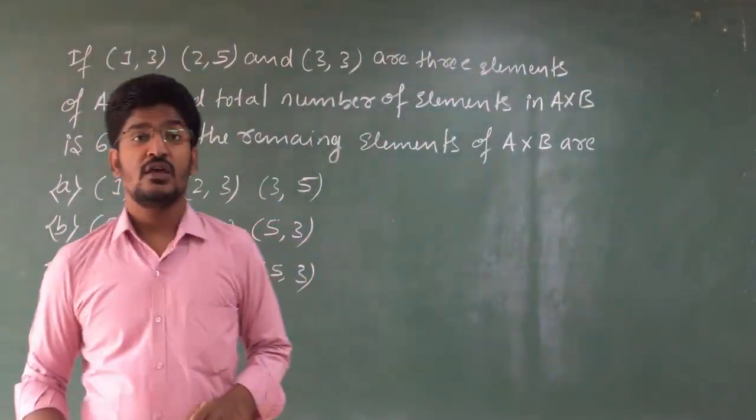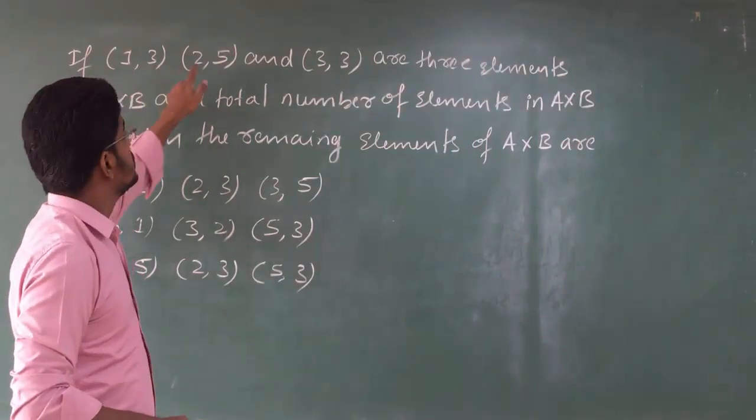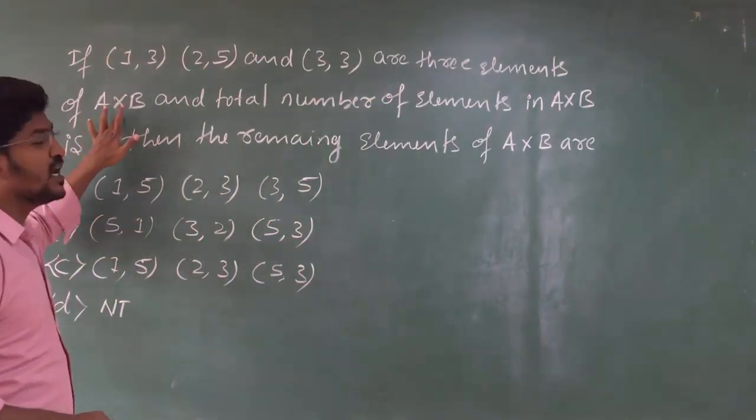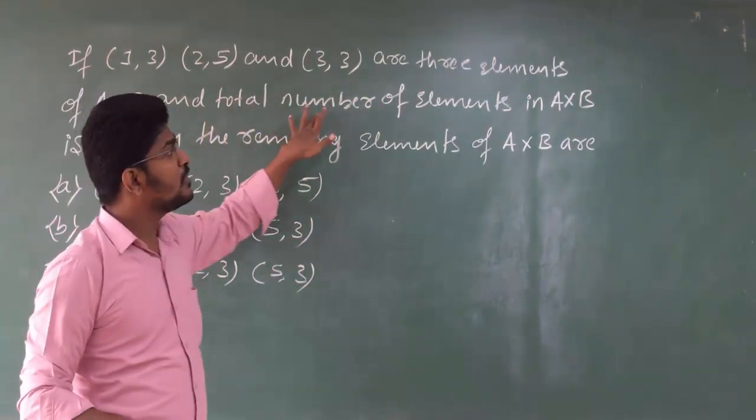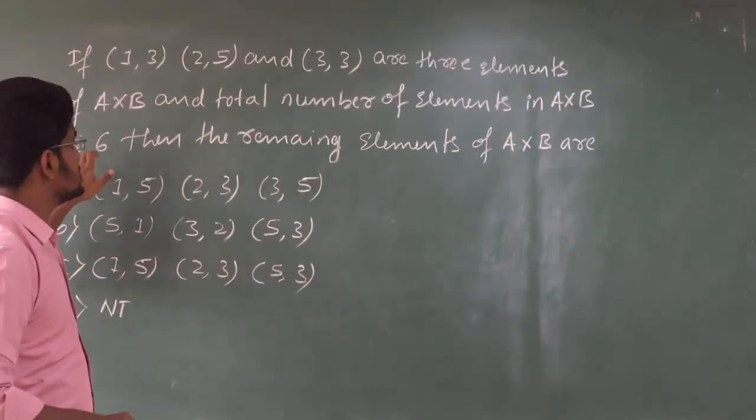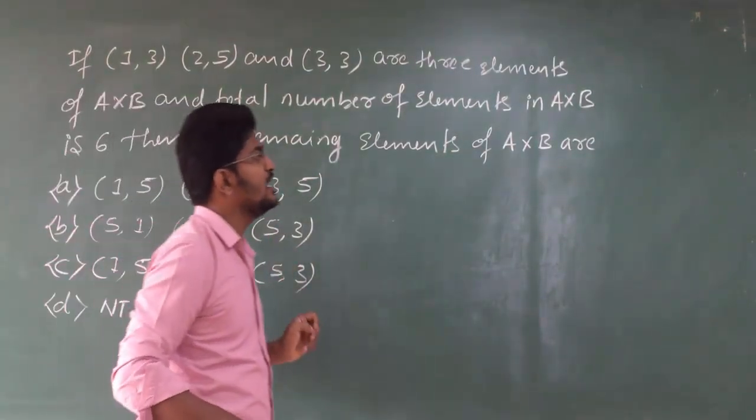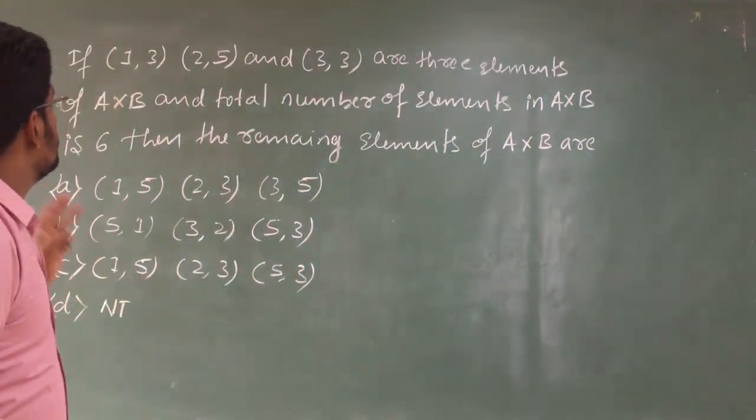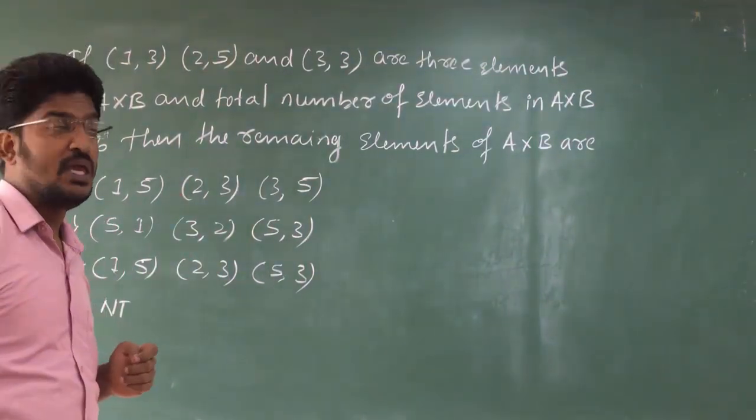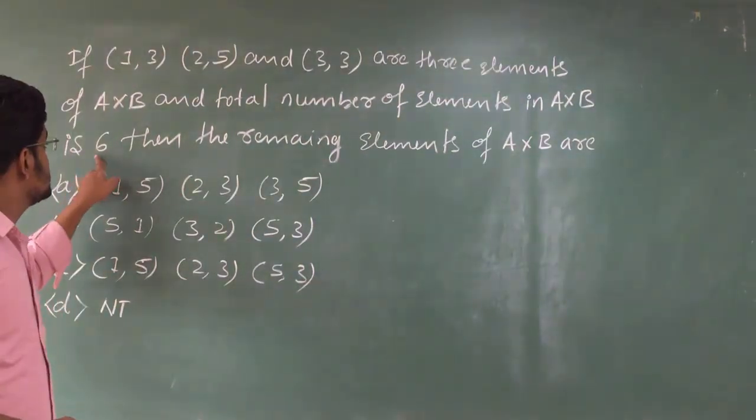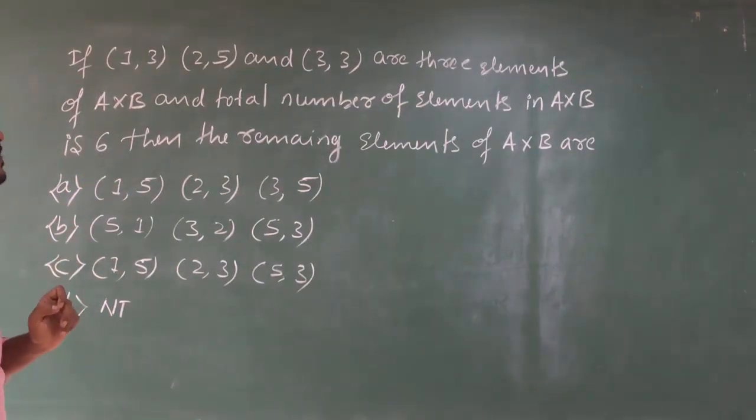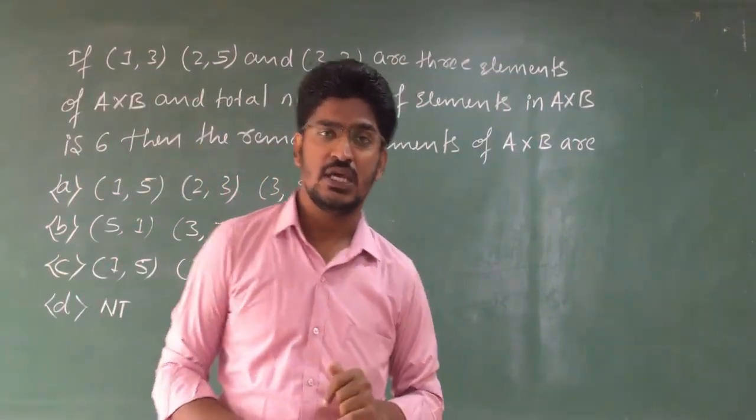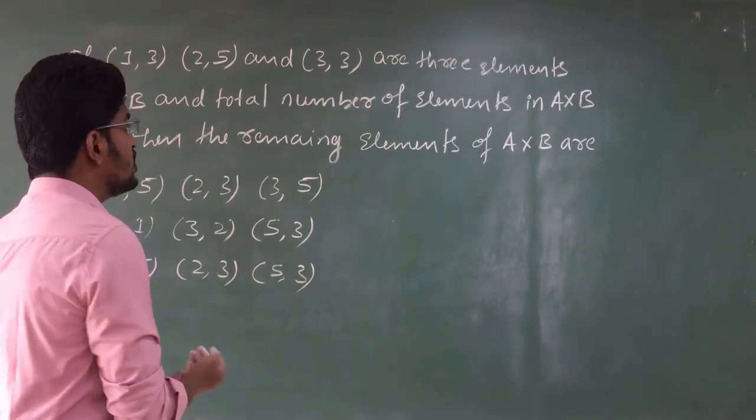If (1, 3), (2, 5) and (3, 3) are three elements of A cross B, and the total number of elements in A cross B is 6, then find the remaining elements of A cross B. Here they have given you 3 ordered pairs of A cross B, and they are telling there are 6 ordered pairs in A cross B. Then what are the remaining elements of A cross B? They are asking.